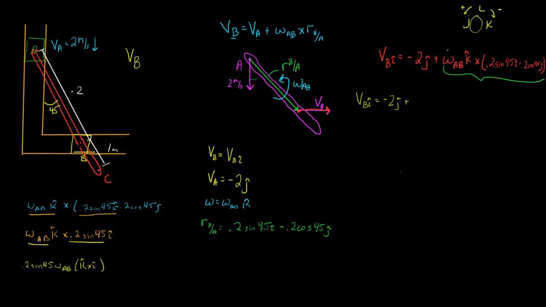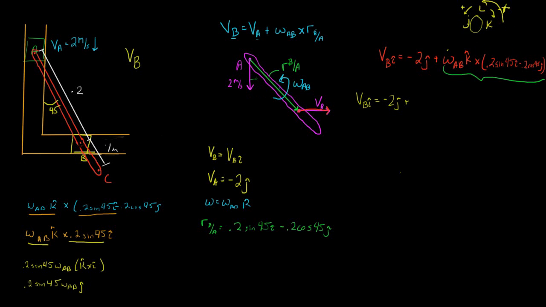And if we look at this little circle up here, if we have a k cross an I, we're going this way, so we're going to have a positive j. The k cross I is a j, and we're moving counterclockwise, so it's positive. So this becomes 0.2 times the sine of 45 omega AB j.